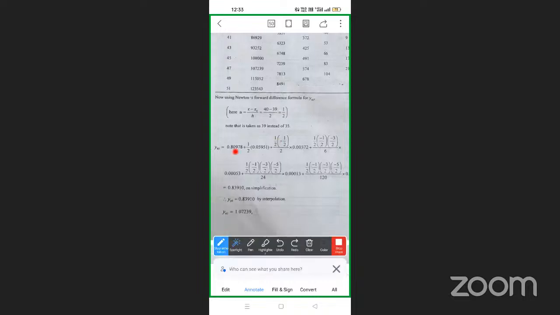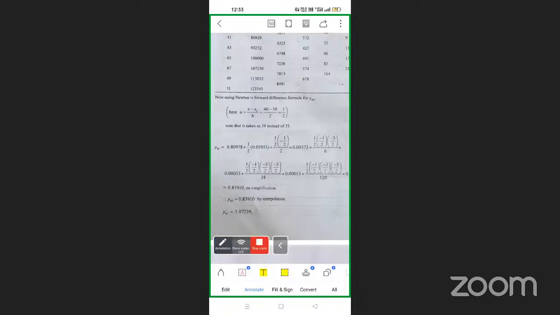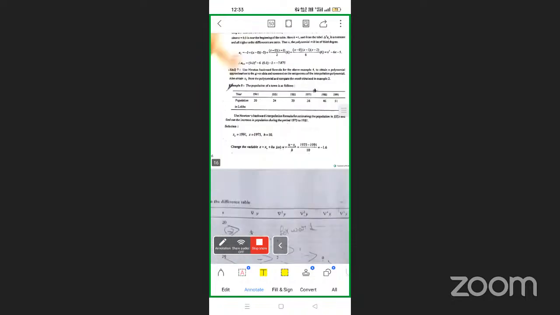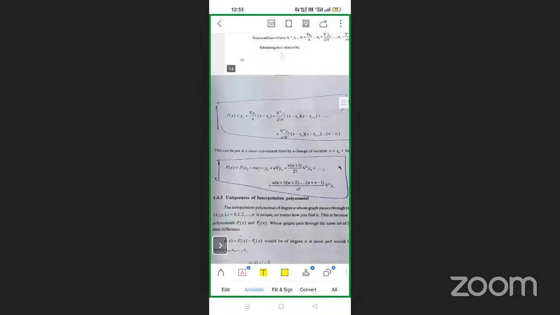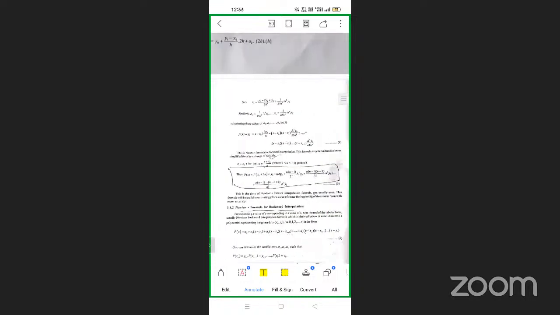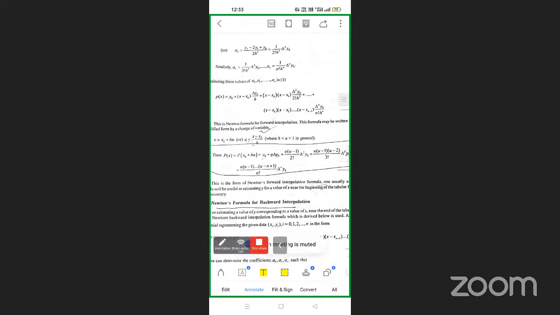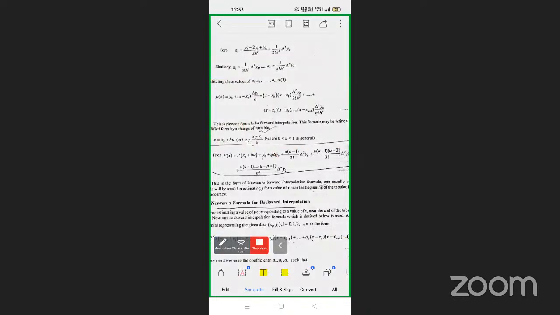So y40 is equal to y naught plus u into delta y naught plus, by Newton's forward difference formula: y naught plus u into delta y naught plus u into u minus 1 by 2 factorial delta square y naught, plus u into u minus 1 into u minus 2 by 3 factorial into delta cube y naught. So we are using this formula.